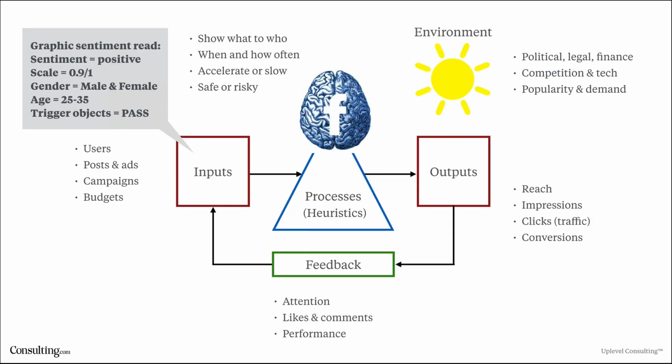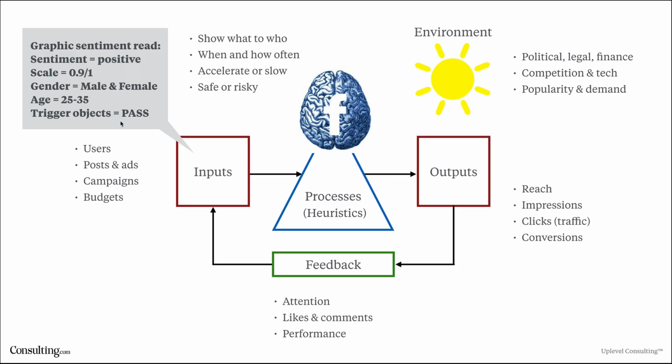And so this is what happens when you use good images. A graphic sentiment might read, sentiment equals positive in the image. Scale of positivity in the image might be 0.9 out of 1. And then genders might read male and female. And then age range might read 25 to 35. Trigger objects equals pass. So trigger objects might be looking for text overlay, violence score, blood, guns, negative hand signals, things like this.